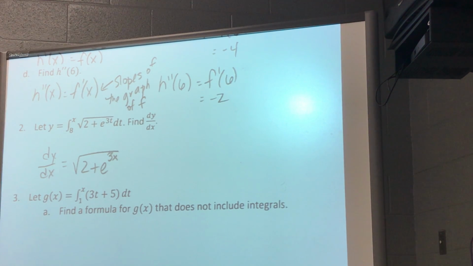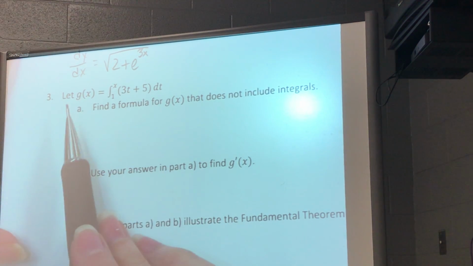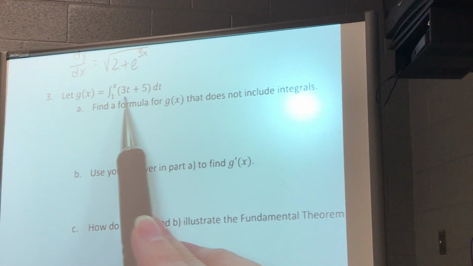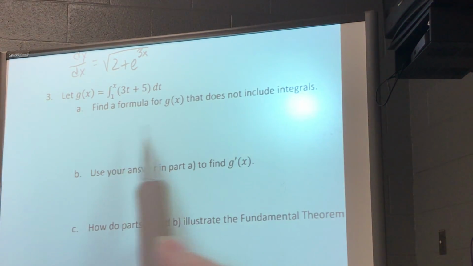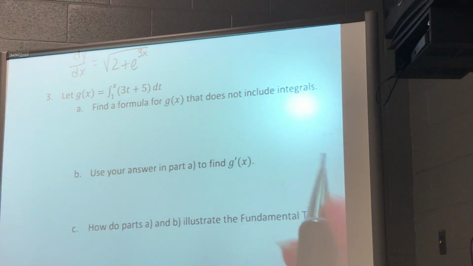Now I'm going to show you why on this next one. It's going to take a minute, but we're still good on time for our quiz. So number 3 is going to be kind of a proof for the fundamental theorem of calculus. And some people, when they see proofs of theorems, it really does help them remember. Some people don't care. Sorry if you're one of those people. I'm going to show you that it really is true. So we are going to let g of x be the integral from 1 to x of 3t plus 5 dt. We're going to find a formula for g that doesn't include integrals.